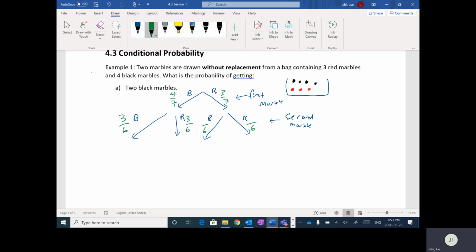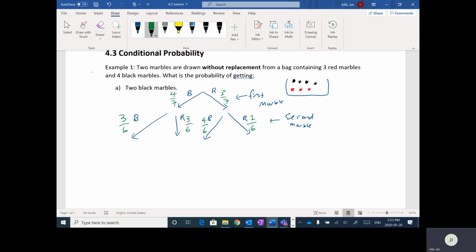Now in this branch, if I take a red marble out, then all 4 of the black marbles would still be there. So this would be 4 out of 6. And if I pulled a red marble out, there'd be 1 less red marble, so there would be 2 out of 6 here. What you'll notice is that for the second marble, the probability of getting a black marble is different depending on the first draw. It's 3 out of 6 if you pulled a black one out first. It's 4 out of 6 if you pulled a red one out on the first draw, because the numbers changed, because you're not putting that marble back. Hopefully that makes sense.